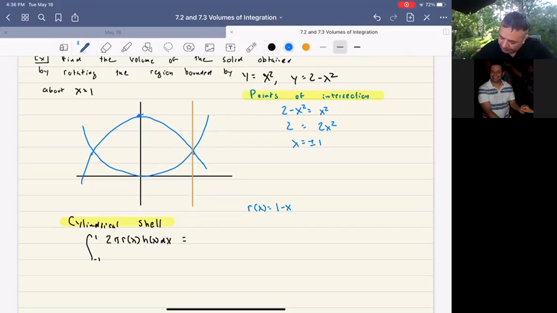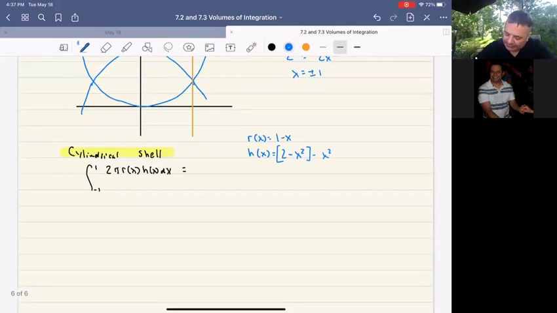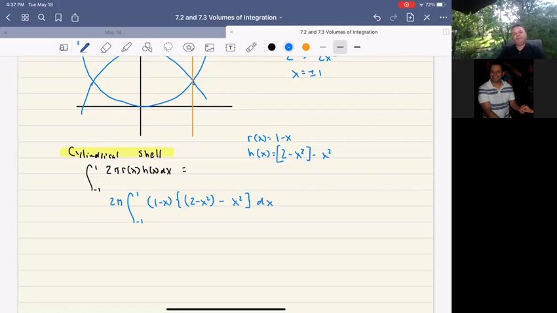Or h of x. H of x is going to be the upper minus the lower. This is going to be 2 minus x squared minus x squared. Okay, so we're going to get the integral from -1 to 1 of 2 pi times 1 minus x times 2 minus x squared minus x squared dx. Okay, all right.